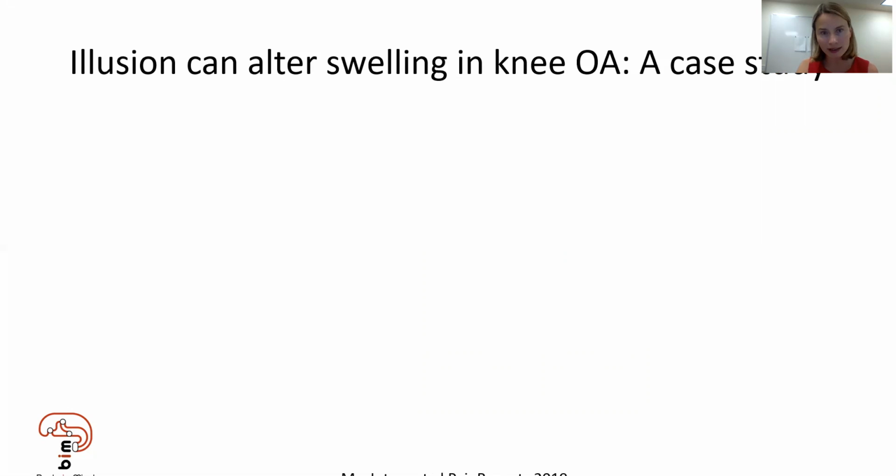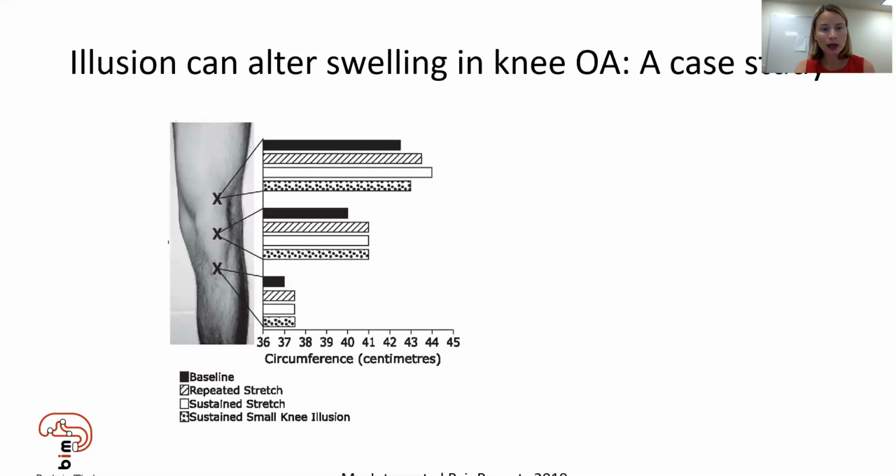So we measured the swelling of his knee by using a circumferential measure around his leg. I'm just going to draw your attention to this top part here, the black bar. That is the baseline condition, how wide his knee was around in the baseline condition. Then we did the stretch illusion with him, but we repeated it lots of times in a row and had him watch it. And you can see quite a decent increase in the swelling of his knee.